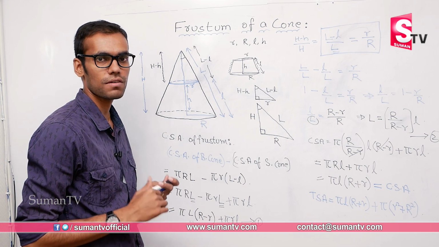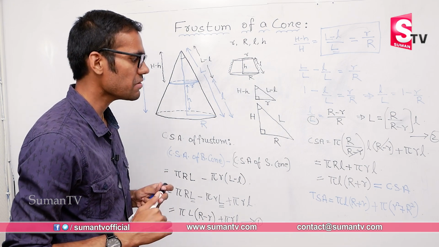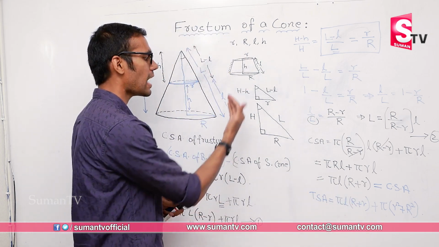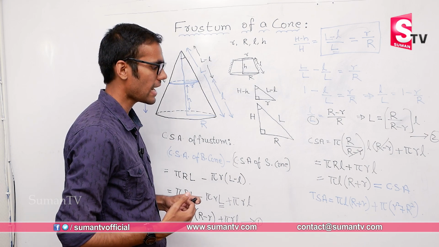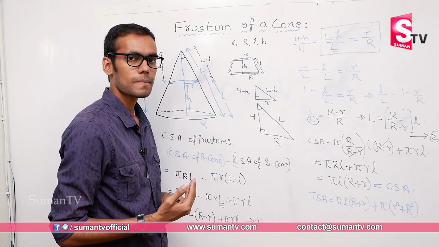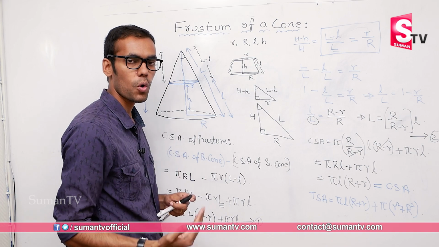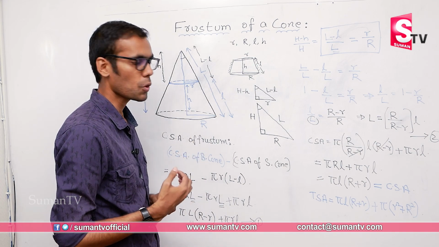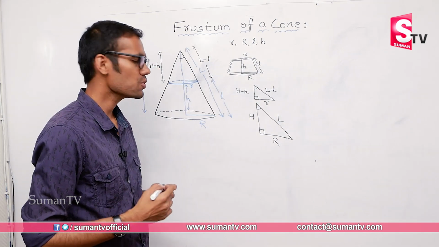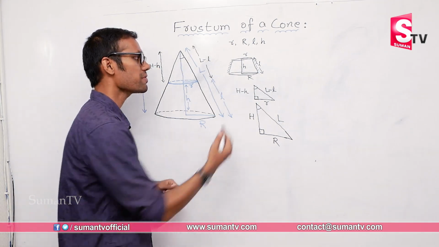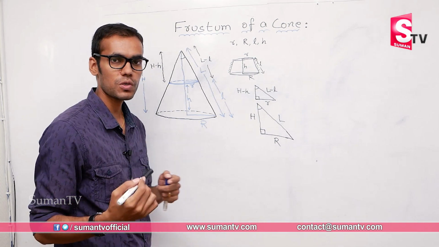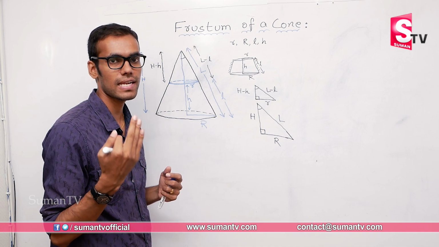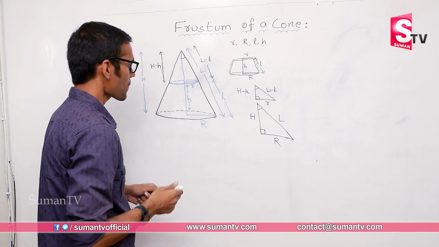We have already derived the volume of the frustum of cone. And remember one thing, the TSA and CSA are always independent of the height of the frustum of the cone, and the volume of the frustum of cone is always independent of the slant height of the frustum of the cone. Now let's try to derive the slant height of the frustum of the cone. And I will also tell you the trick to remember the volume of the frustum of cone, CSA as well as TSA of frustum of cone.